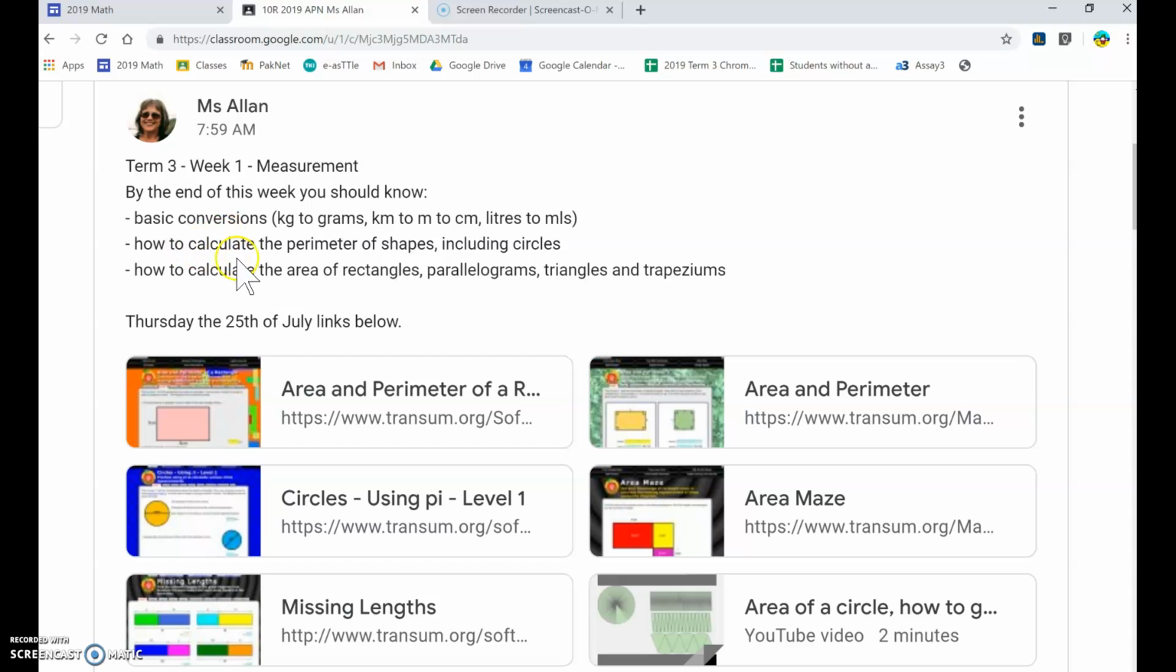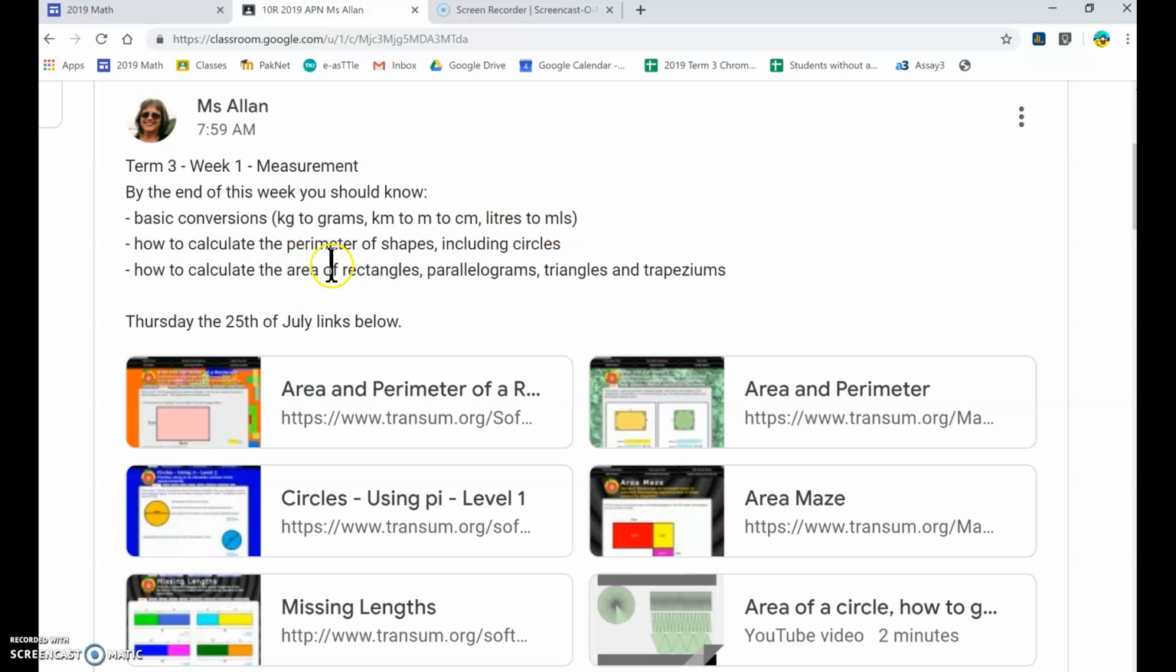How to calculate the perimeter of shapes, including circles. So the perimeter, we're just adding up the lengths around the edge. It doesn't need a formula, you just add it up. Circles, we need to go pi times diameter. Okay, so that's our perimeter.